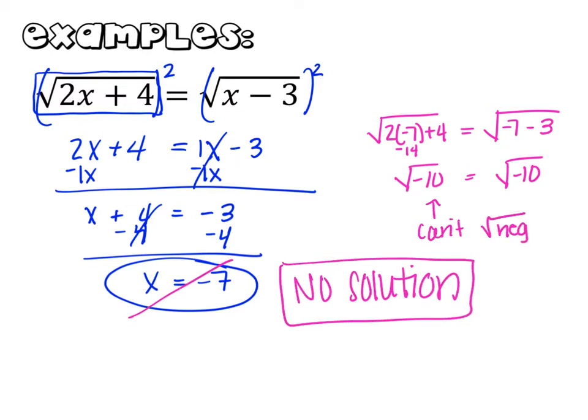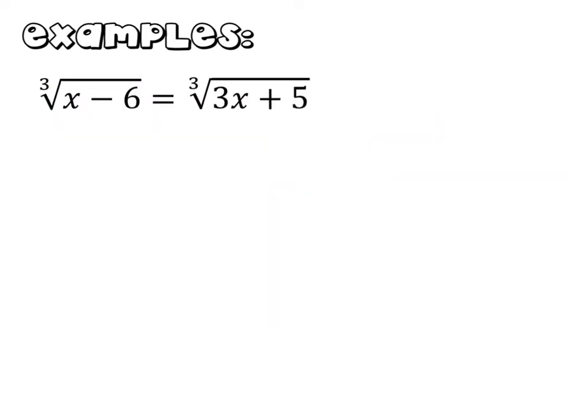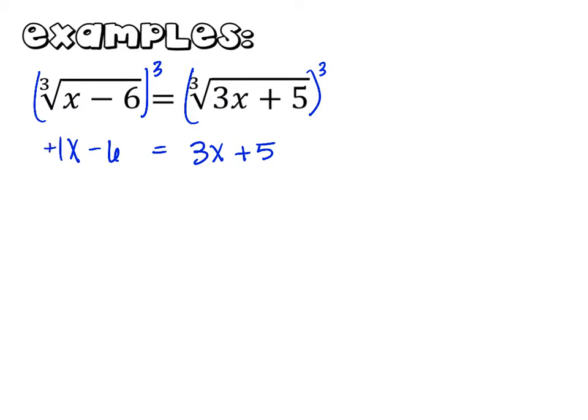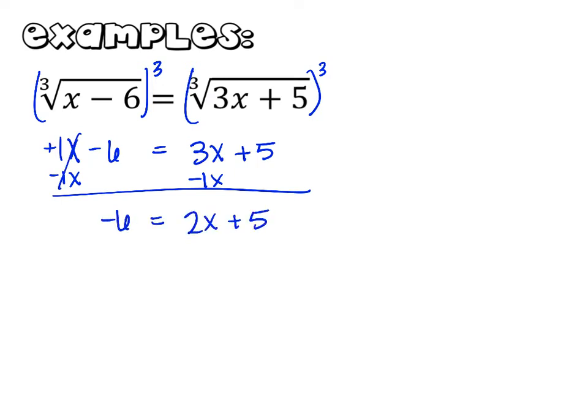So if we look at a second example, the cubed root of x minus 6 equals the cubed root of 3x plus 5. How can I undo the cubed root? Well, to undo the cubed root, I need to cube both sides. So then x minus 6 just equals 3x plus 5. And I want to get x by itself, so I'm going to move my positive 1x to the other side. That would give me 2x plus 5.